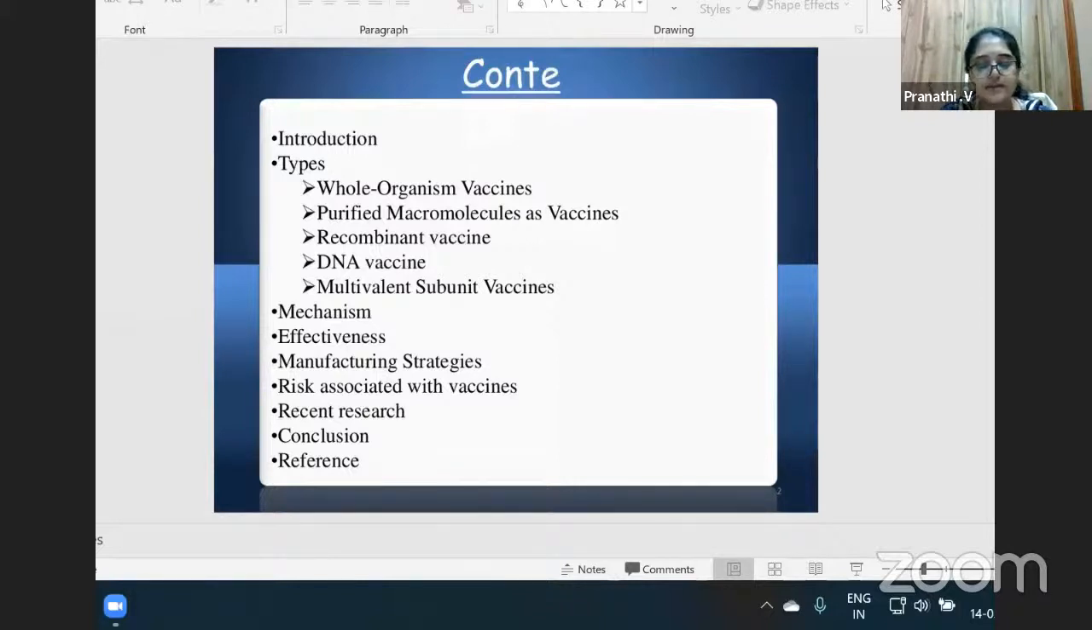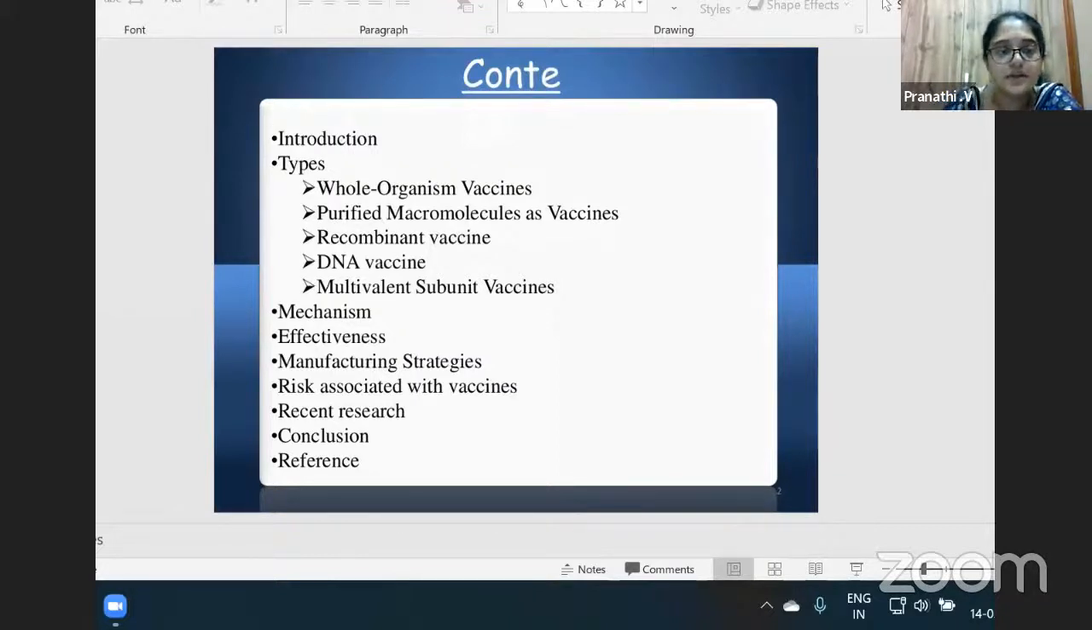Then the MMR vaccine, from 12 to 15 months, and then at 4 to 6 years it is given. And the varicella vaccine, which is against chickenpox, the hepatitis A vaccine, and the HPV vaccine. Even girls are advised to have the vaccine against cervical cancer, so that it will be useful for them.